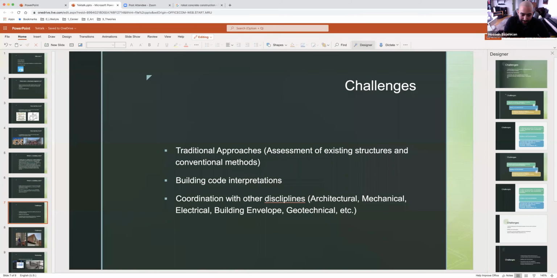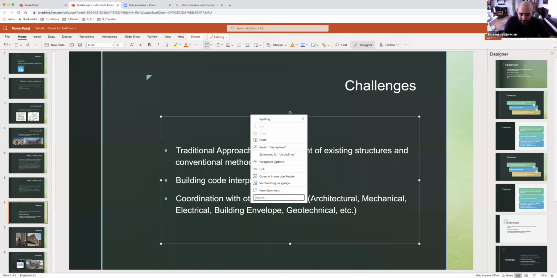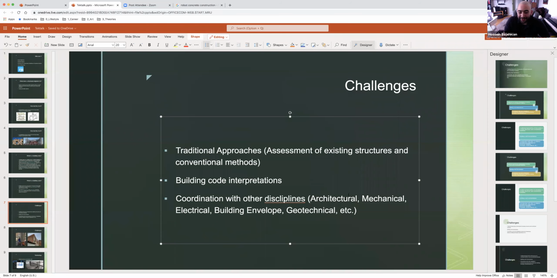Also, there's a lot of coordination with other disciplines like architectural, mechanical, electrical, and building envelope. I guess there's a typo there. Anyways, you need to know a lot about a building to be able to address all the challenges that come up in the construction process.